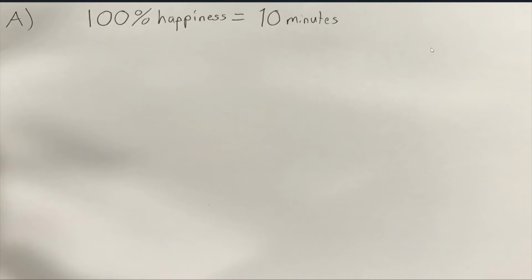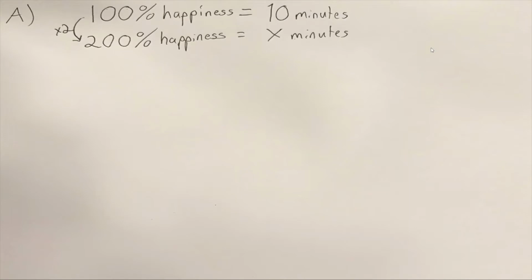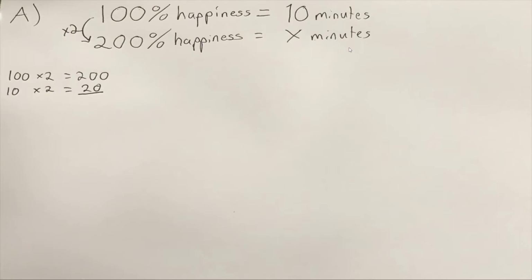So, part A says that when Mr. Iskander is twice as happy, how much time do we get? So let's write this down. Now, we have 100 happiness, which is him on a normal day, times 2, we get 200% happiness when he's twice as happy. Now, for anyone above the 2nd grade, they could figure out that since you multiplied this side by 2, you could most likely multiply the other side by 2. So you could get 10 times 2 equals 20 minutes.